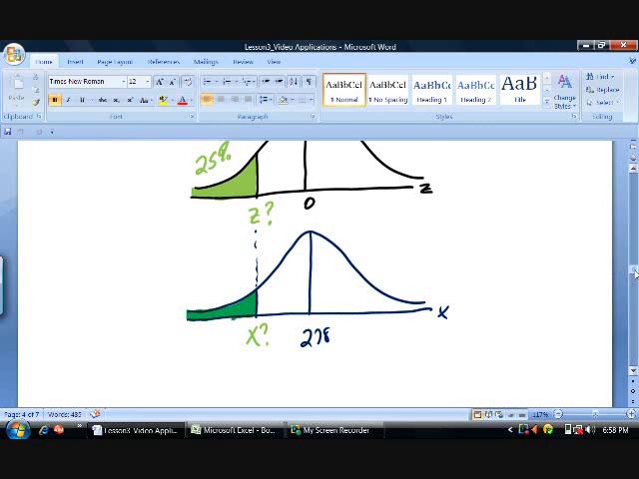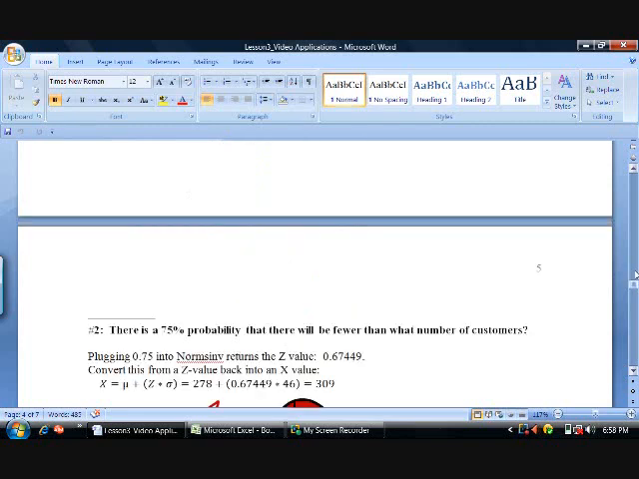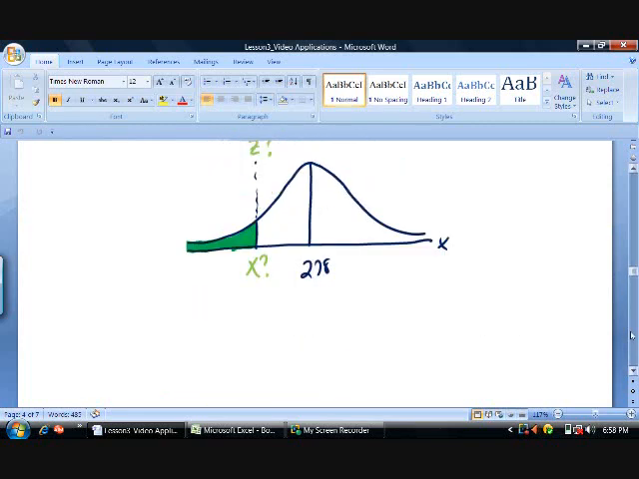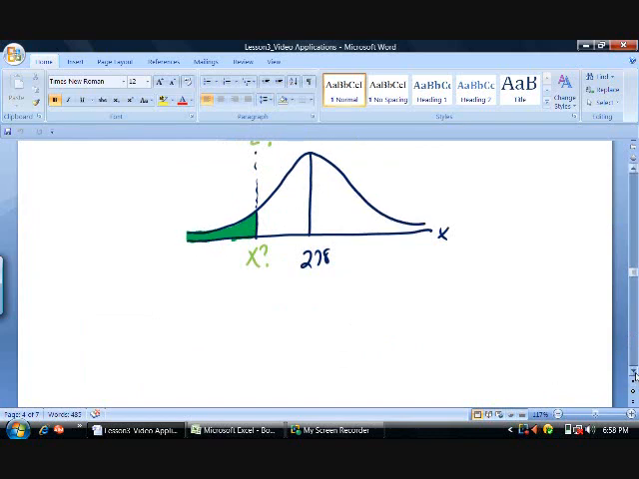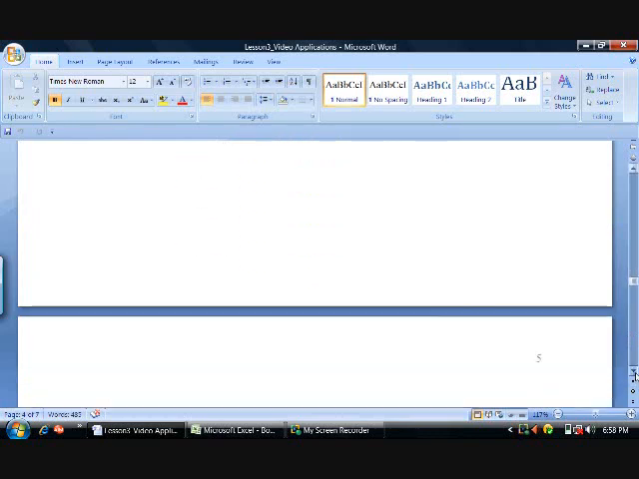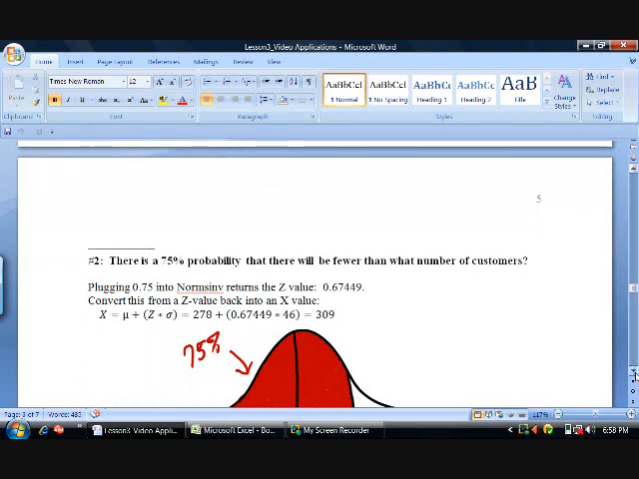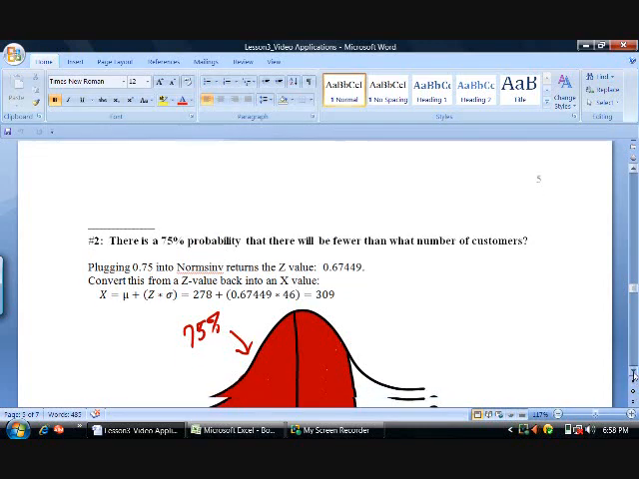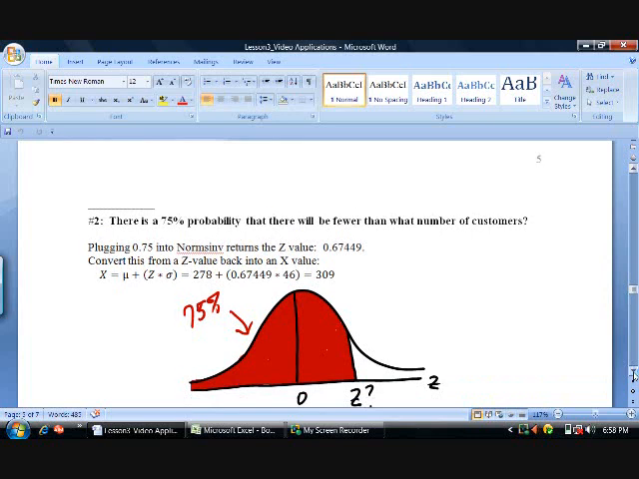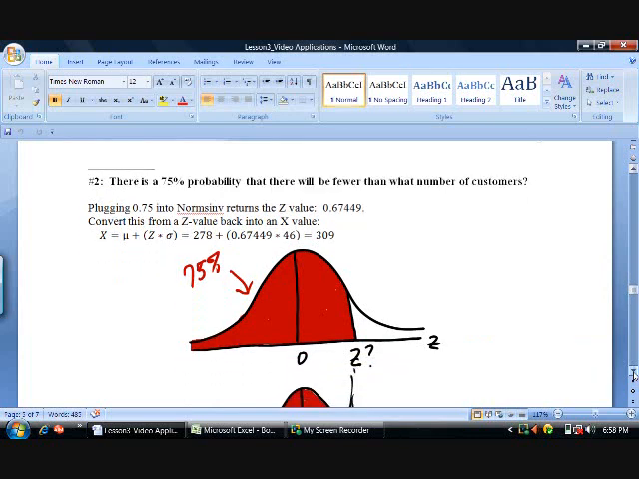Application number 2. There's a 75% probability that there will be fewer than what number of customers. Well, 75% is going to be on the upper end of the distribution, isn't it? Because there's 50% in each end. 75% will be fewer than what number of customers?